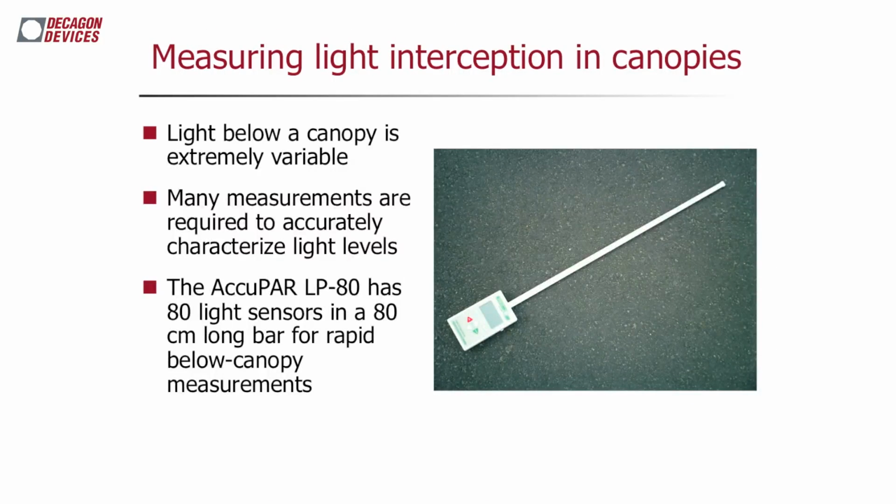Well, the first way to do it is with a septometer, an instrument that measures interception in plant canopies. Now, light below these canopies you can imagine to be fairly variable. And you've got to actually go out and make a lot of these measurements to be able to get an accurate value of this light interception. This instrument you're seeing here, the LP80, actually has 80 little light sensors along this bar, an 80 centimeter bar, that actually can make rapid measurements of light interception.